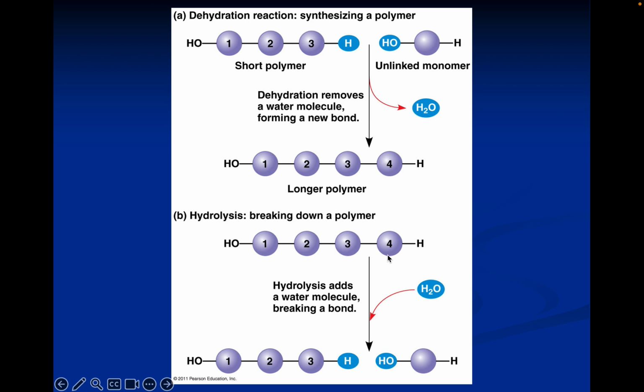Now to do the opposite, to remove a monomer, we add a water, and that puts a hydroxyl group on one end when this bond is broken. The monomer on the right gets a hydroxyl, and the monomer on the left gets a hydrogen.